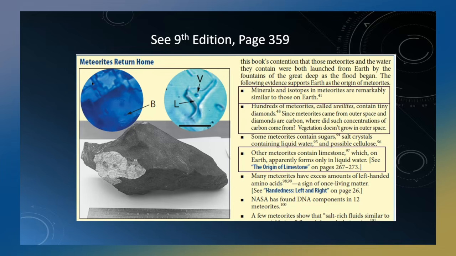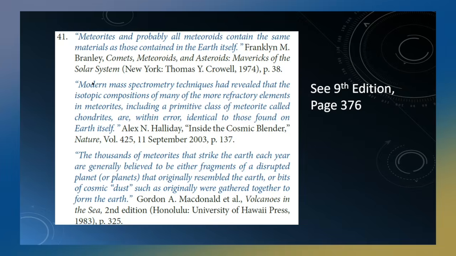So looking at endnote 41, we see this is, again, a secular article. "Meteorites and probably all meteoroids contain the same materials as those contained in Earth itself." So again, Dr. Feldman is saying that there's no evidence. Well, here are articles in 1974. Things haven't changed since '74. Those were the results of the meteorites then, and the meteorites now give the same evidence, including asteroids, Bennu and Ryugu.